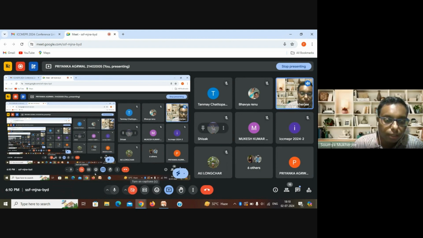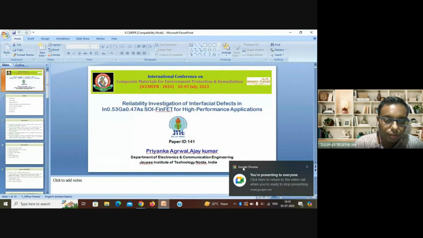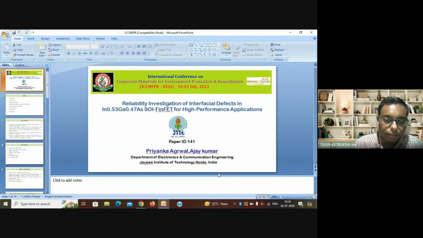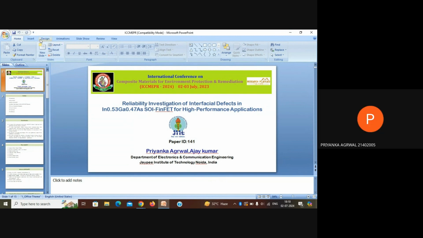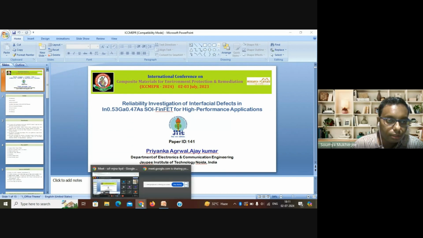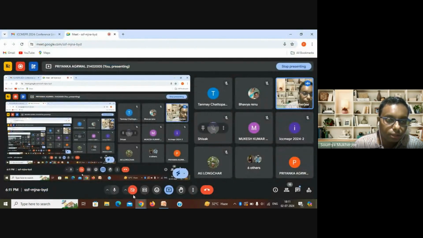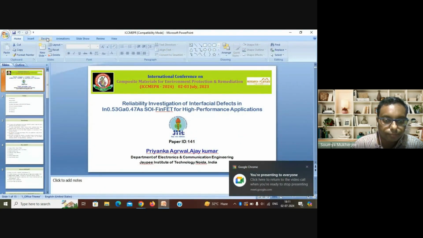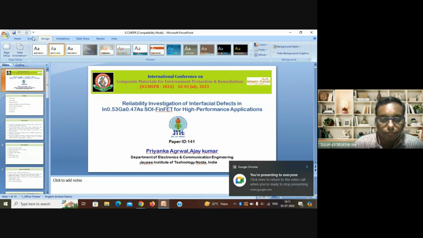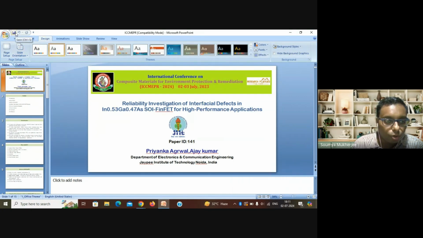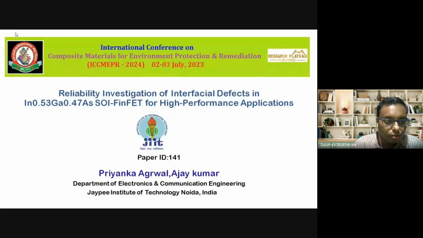Visible, but now suddenly it has gone off. Now it is coming, so make it full screen. Okay, sir. Make it full screen. You go to slideshow and make it full screen. You go to slideshow, and now it's coming up.